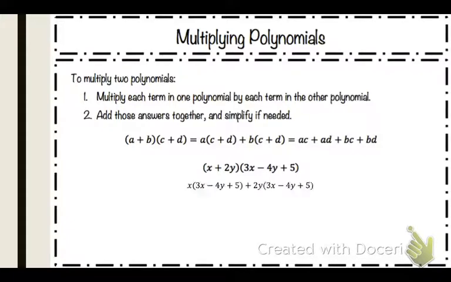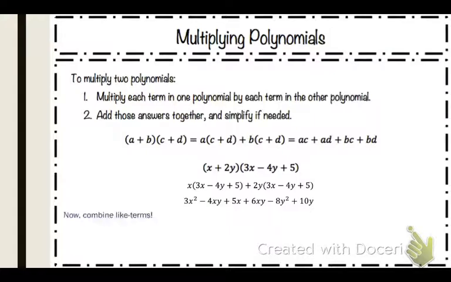So we're going to first multiply that x to the second polynomial and the 2y to the second polynomial. So it's x times 3x minus 4y plus 5 plus 2y times 3x minus 4y plus 5. Okay. Then you distribute that in just exactly what we did. So you end up with 3x squared minus 4xy plus 5x plus 6xy minus 8y squared plus 10y.